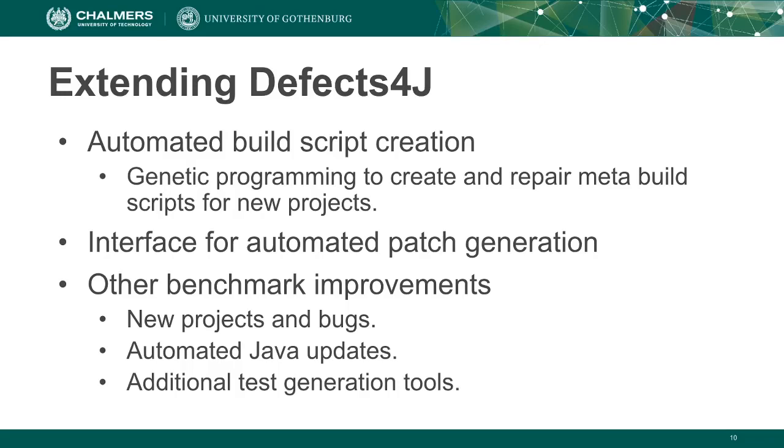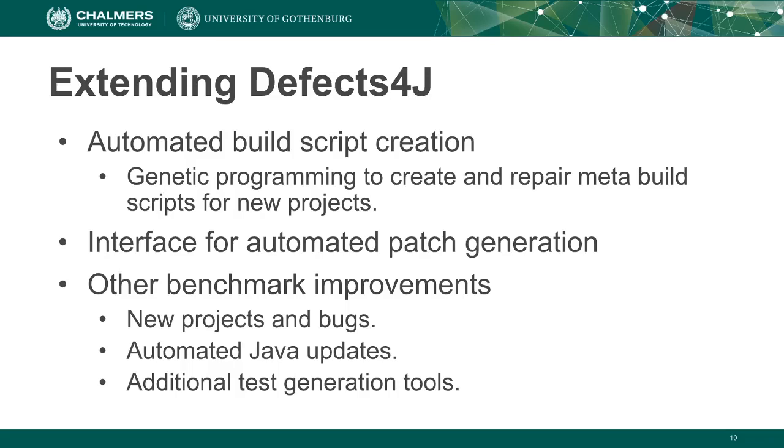In particular, automated build script creation and repair. Adding bugs to Defects4J currently requires the manual creation of a meta build file. Genetic programming could be used to automate this step. Some of the associated challenges include gathering dependencies and inferring the necessary properties to build each source code version.